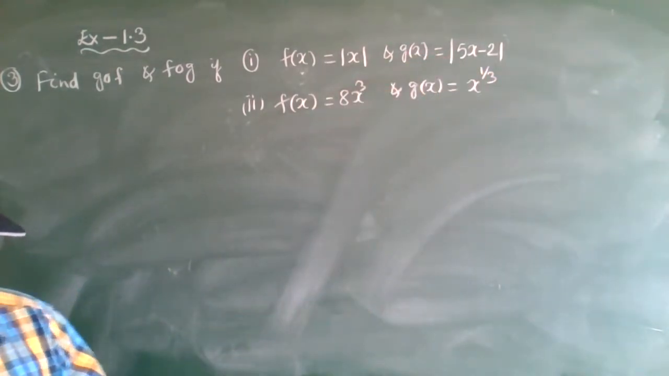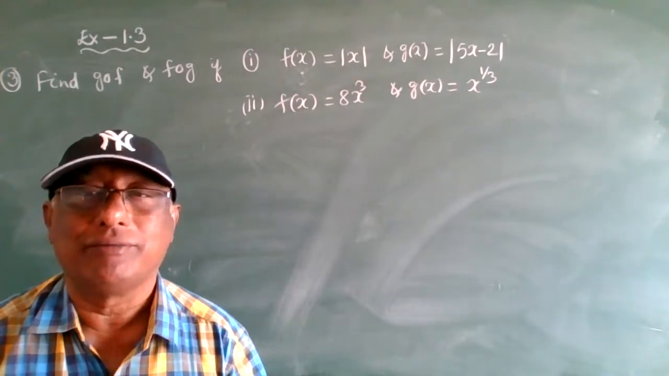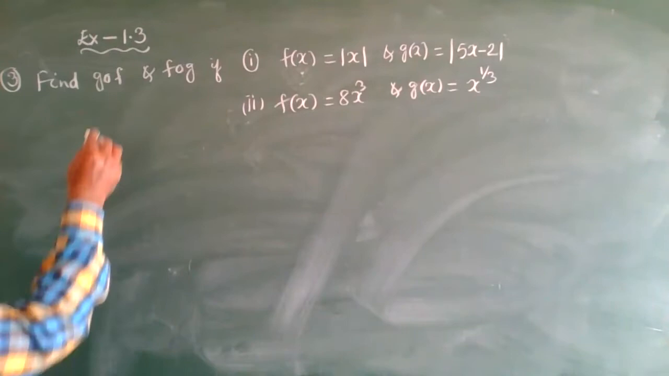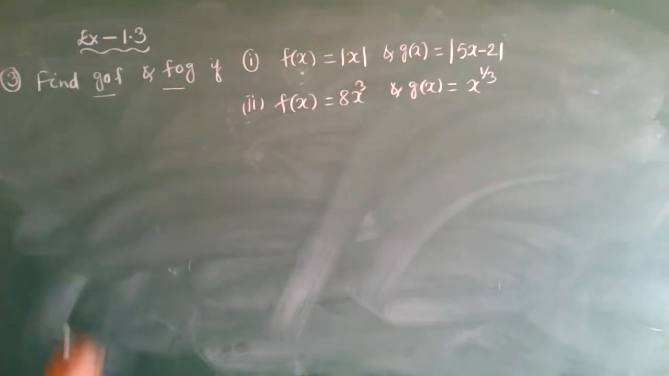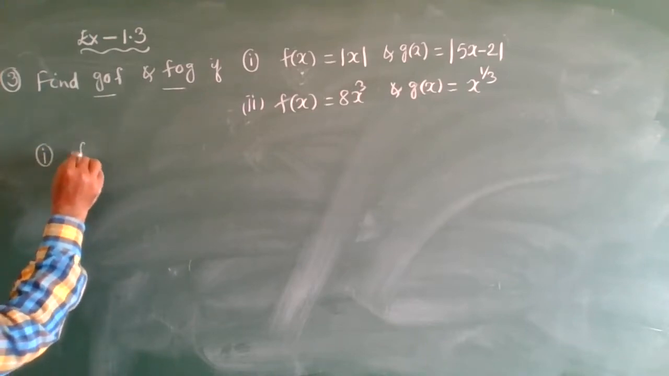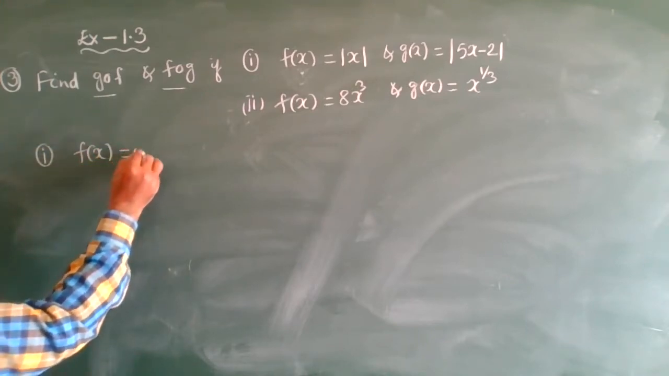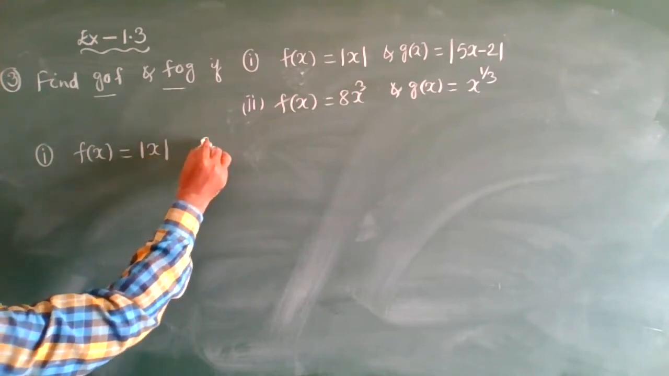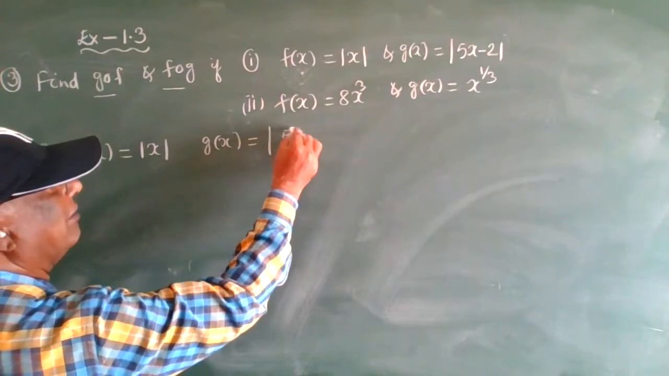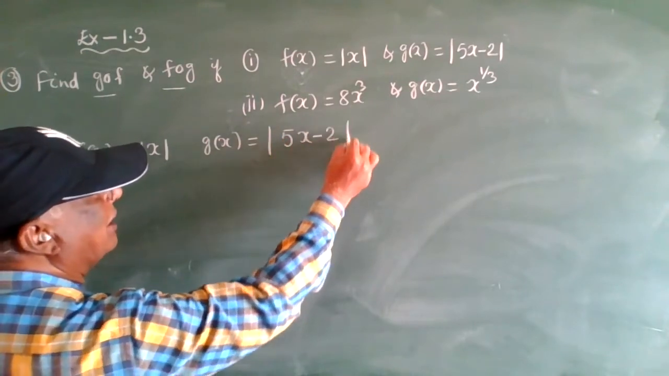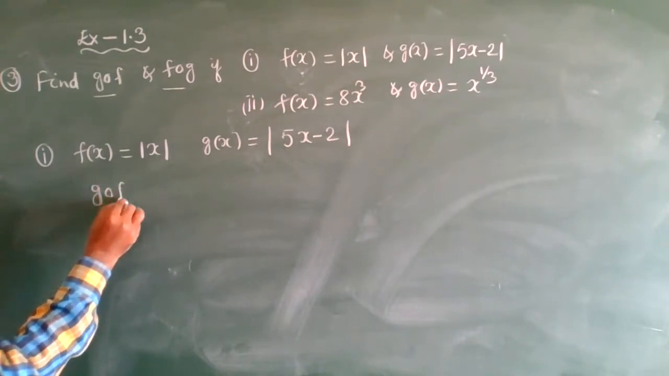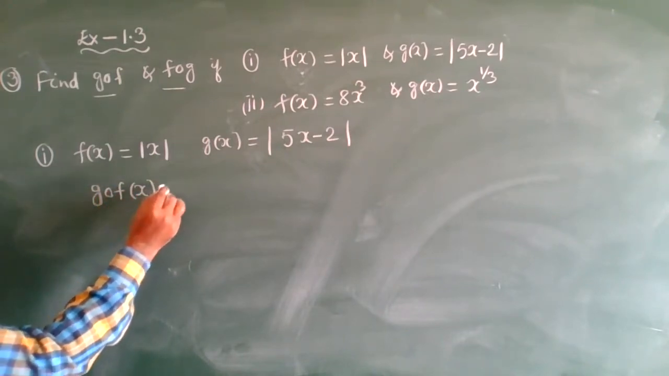Right. First bit I will find and second bit also I will find. Now see, find g circle f and f circle g. First bit is f of x is equal to modulus of x and g of x is equal to modulus of 5x minus 2. First, g circle f at x.